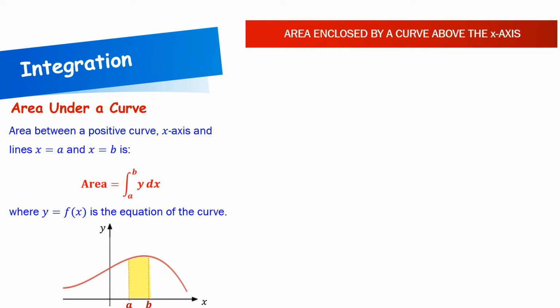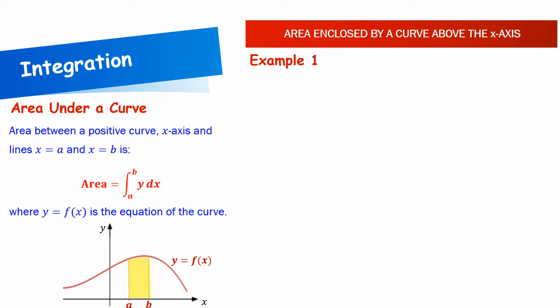So diagrammatically it will look something like this. We've got a positive curve, f of x, and we've got limits a and b, and we've got the shaded area in yellow beneath the curve.